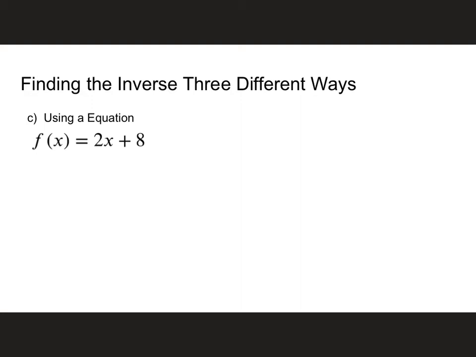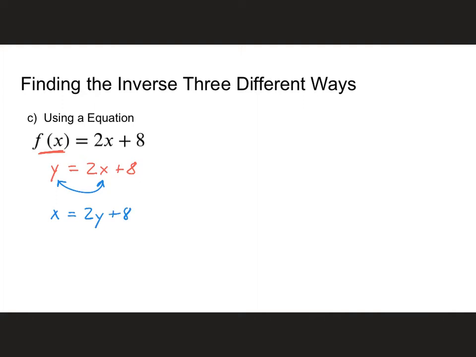So what do we do? When I need to find the inverse of a function using an equation, it's pretty easy. First, I'm going to change this f of x into y. So I write y equals 2x plus 8. Remember how easy I told you finding an inverse function is. You just flip x and y. That means the x becomes y and the y becomes x. So my equation, instead of y equals 2x plus 8, becomes x equals 2y plus 8.